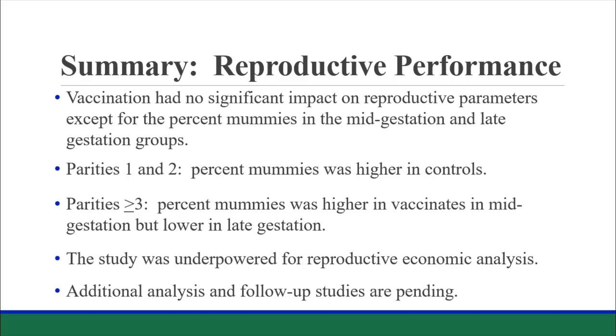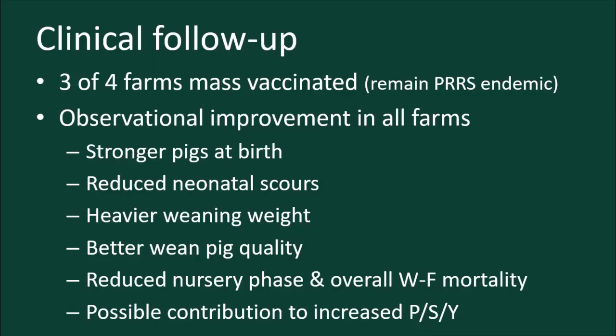Vaccination had no significant impact on reproductive parameters except for percent mummies in the mid-gestation and late gestation groups. For parities 1 and 2, percent mummies was higher in controls, but for parity 3, percent mummies was higher in vaccinates in mid-gestation, but lower in late gestation. So we weren't really sure why that happened, but that is what we saw in the study. The study was underpowered, and we acknowledge that it was underpowered for reproductive economic analysis. So we knew that we had to follow up with additional studies.